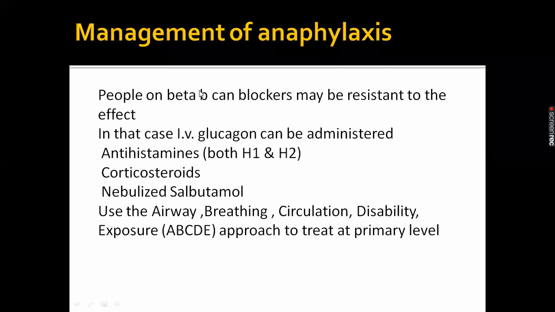Management of anaphylaxis. People on beta blockers may be resistant to some of the effects. In that case, IV glucagon can be administered. We also use antihistamines, both H1 and H2 antihistamines, and corticosteroids, hydrocortisone as I told. Nebulization of salbutamol is used to prevent hypoxia due to laryngeal stridor. Some secretions will be there and the person will be drenched in his own secretions, so nebulization with salbutamol will help him in clearing the airway.